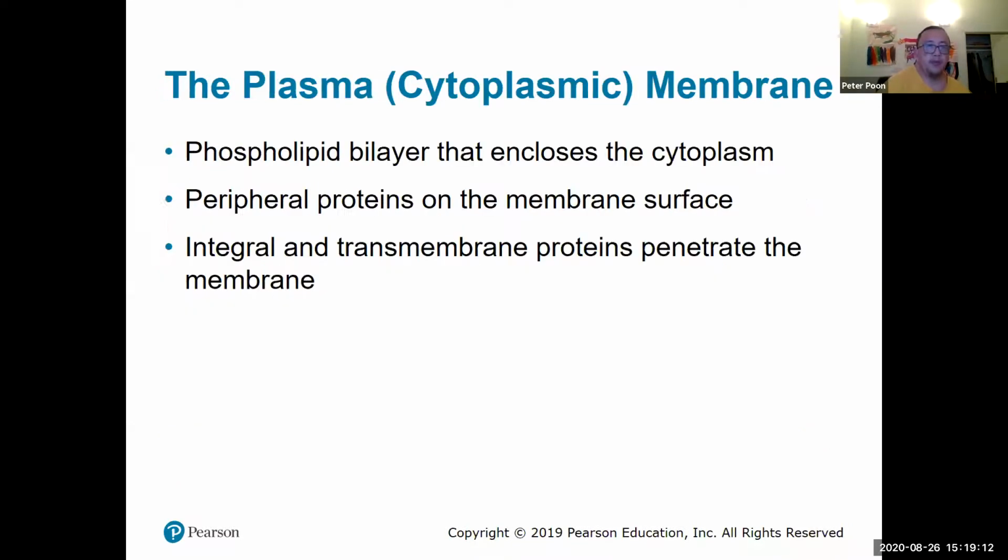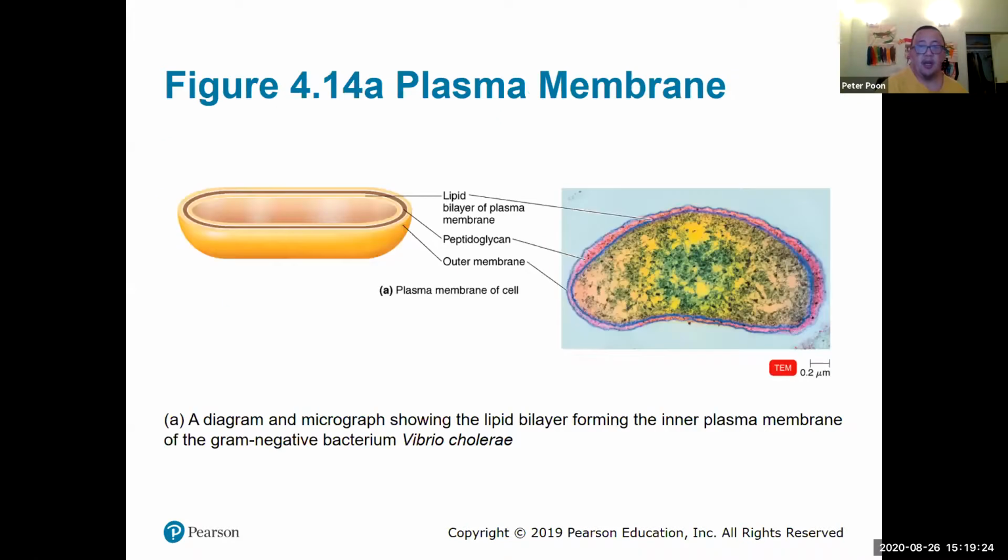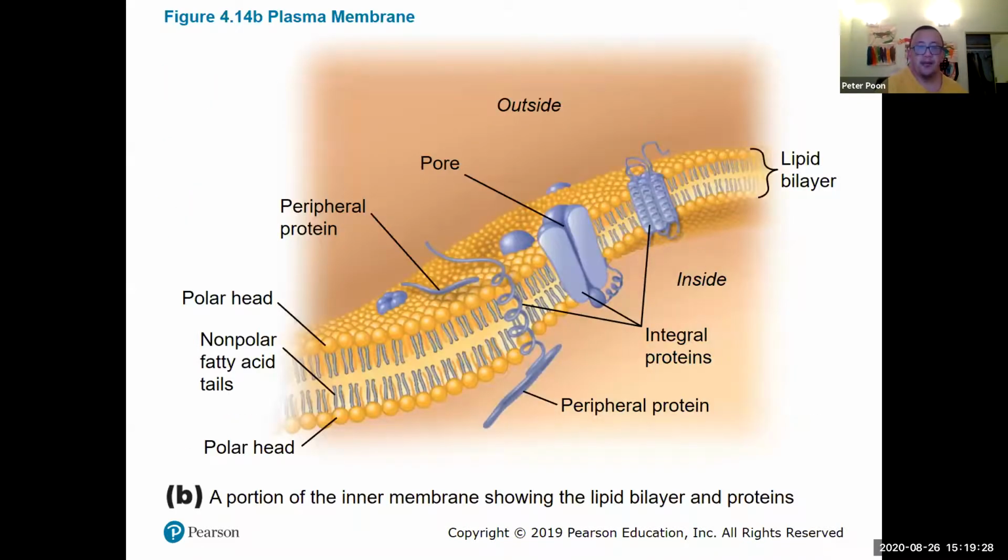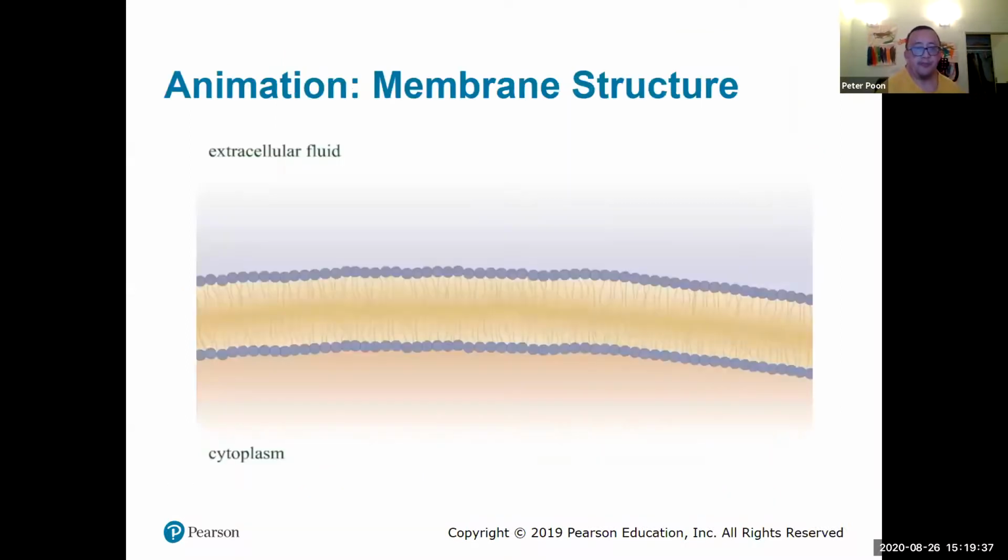So the plasma membrane. The plasma membrane is just like ours. It encloses the cytoplasm. It has peripheral proteins and transmembrane proteins that function across the cell membrane. So integral proteins, peripheral proteins on either side, and so they control.